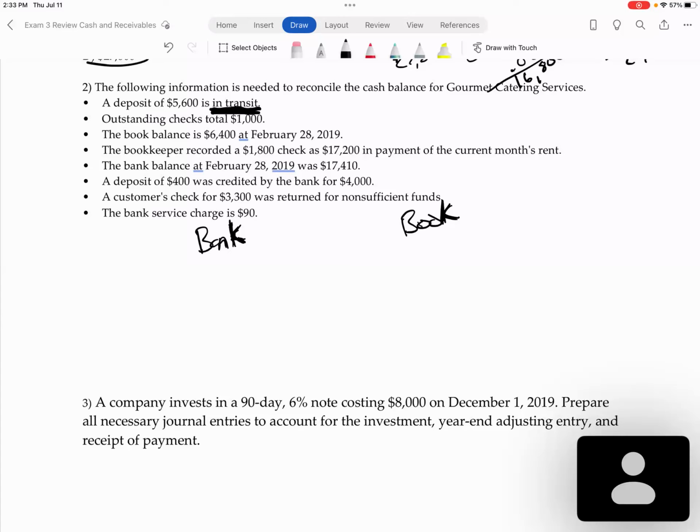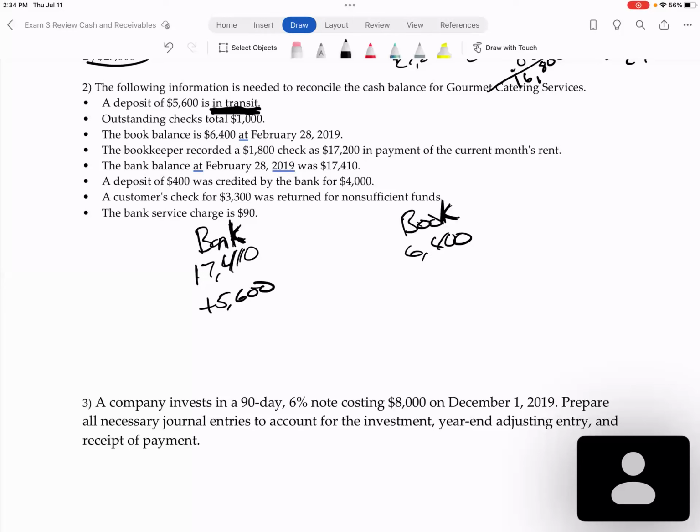Now normally you start with the balance of each. So let me go look for that real quick. Here we go. The book balance is 6,400. Let's see where the bank balance is. Bank balance. There we go. So I would normally do that very first. Get your balances. Okay. So did you see that?